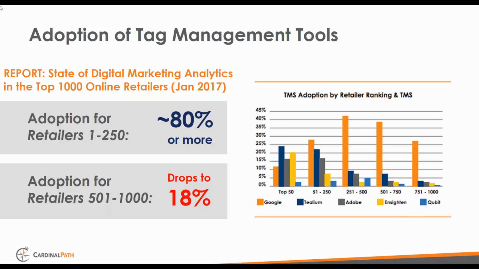That said, we do see the industry increasing its adoption. In 2015, TMS adoption within the top 500 largest retailers was 58%, and for 2016, that number has increased to just over 71%. So people are jumping onto the tag management bandwagon here.